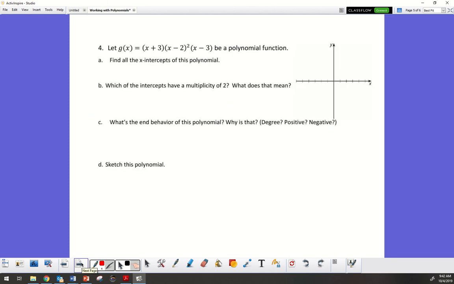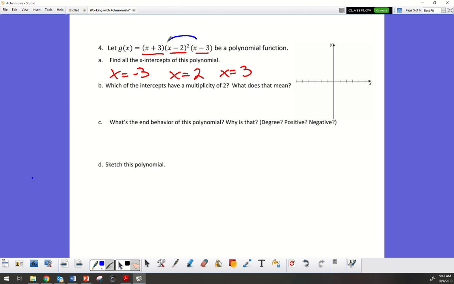Let g of x be these two things. Now, right here, find all the x-intercepts. So what is my x-intercept on that first one? x equals negative 3. What is the x-intercept on this one? Positive 2. x equals positive 2. And right here? x equals positive 3.